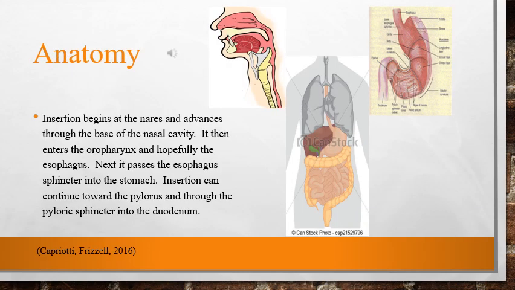So let's look at our anatomy for this tube feeding placement. Obviously we're going to be going in through the nares, and we're going to advance this tube along the base of the nasal cavity, okay? We're going to enter the oral pharynx and then hopefully the esophagus. This is where potentially a problem can occur where it actually goes down into the lung. If we've correctly entered the esophagus, we're going to end up passing through there and through the sphincter into the stomach. Then the insertion can continue to go down past the pyloric sphincter, into the pylorus, and into the duodenum, okay?